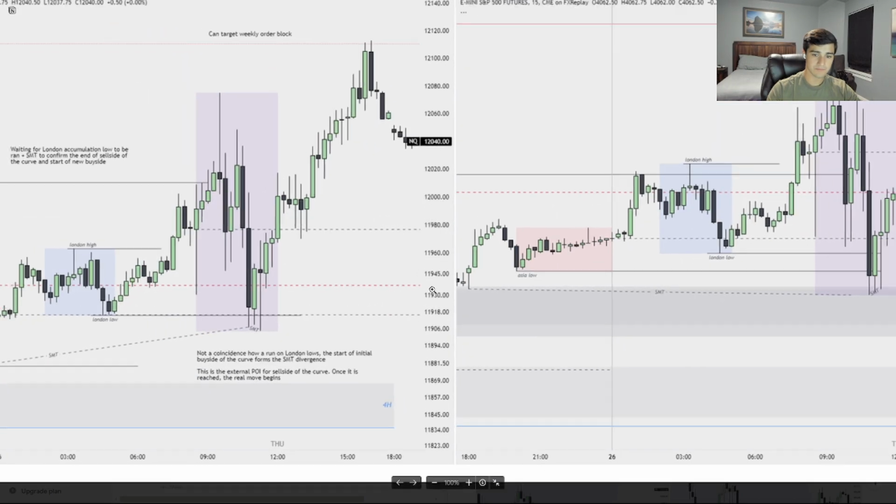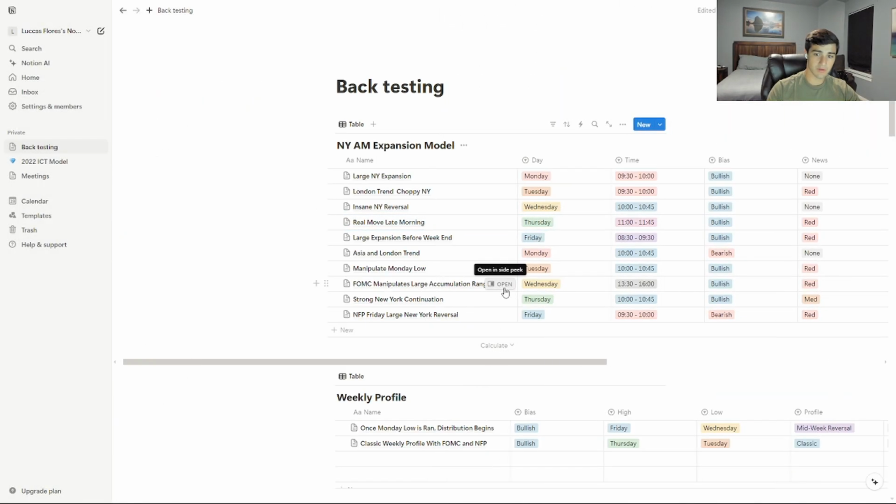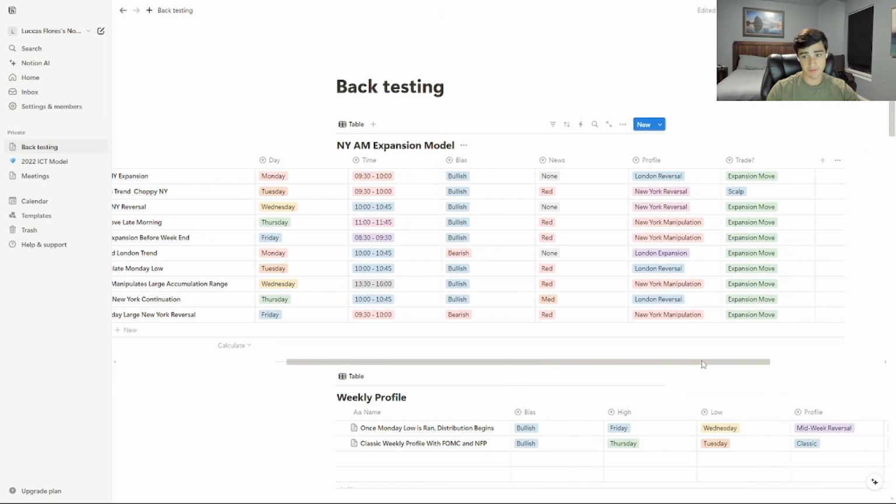So keeping track of my daily profiles, high impact news. Could I have caught an expansion move? And this is what I'm really trying to do. I want to catch the expansion move, the bulk of the daily volume of that daily candle in the New York morning session. So that's what I'm studying. That's what I'm trying to do.